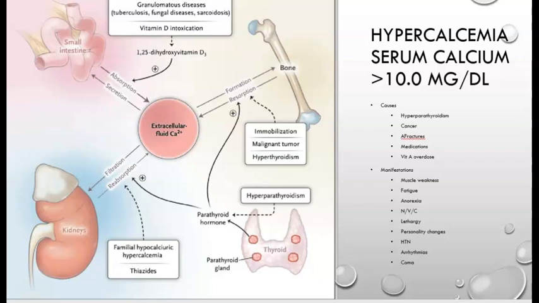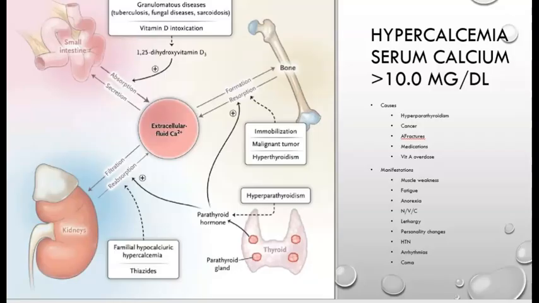Some diuretics like thiazides and lithium interfere with excretion by the kidneys. Hypercalcemia decreases neuromuscular excitability, leading to weakness and depressed deep tendon reflexes. The kidneys are unable to concentrate urine because hypercalcemia causes sodium and water loss and increased thirst. Complications can be gastric ulcers due to increased gastric acid secretion, pancreatitis because of calcium deposits, and kidney stones related to excess calcium precipitate.